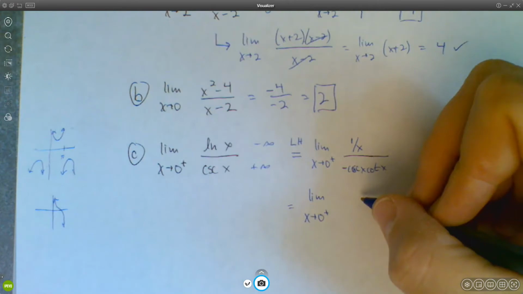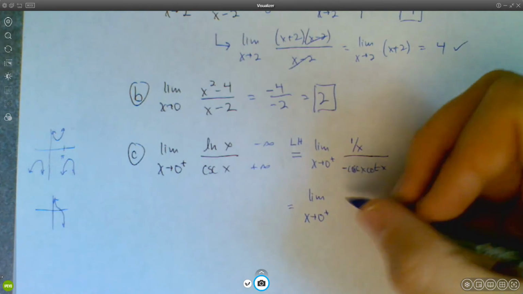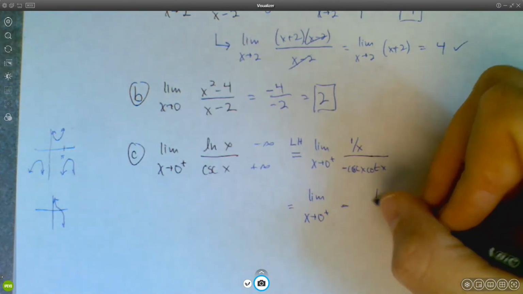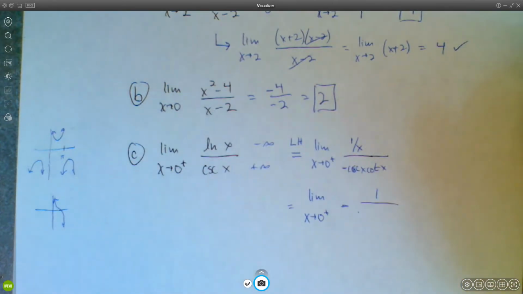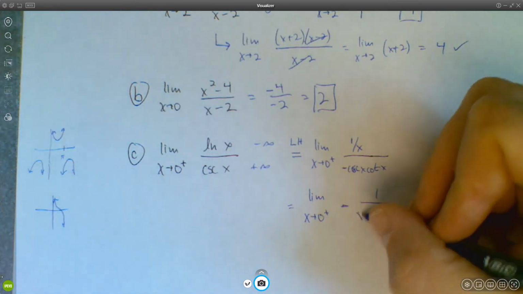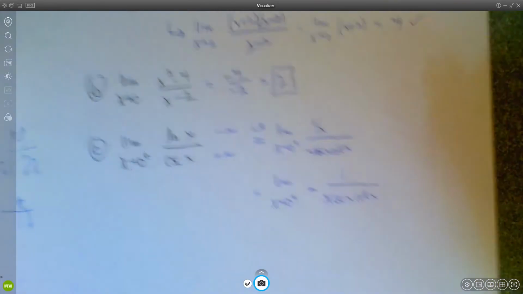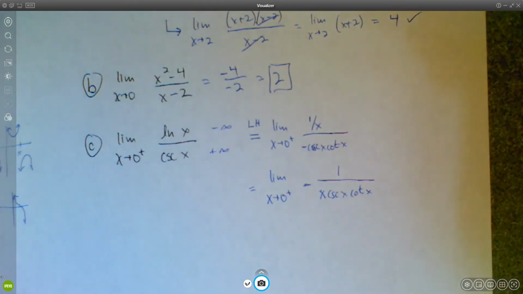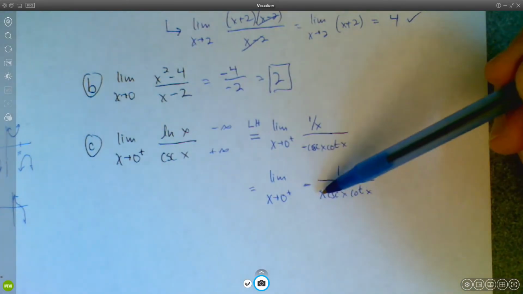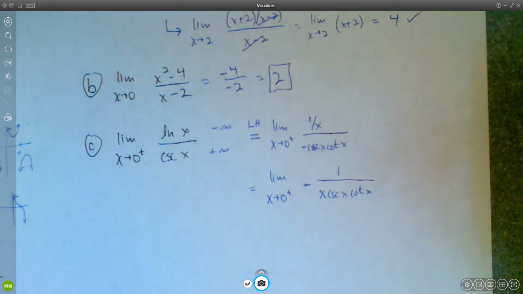Let's try to clean it up. Maybe I do, actually. No, I don't. I want to try to clean this up. I'm going to call this negative 1 over x times cosecant x times cotangent x. Now what's this? This is going to be a 1 over 0 times infinity type of situation. That's still indeterminate.